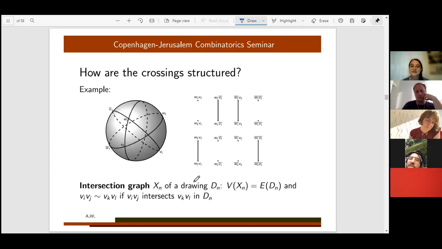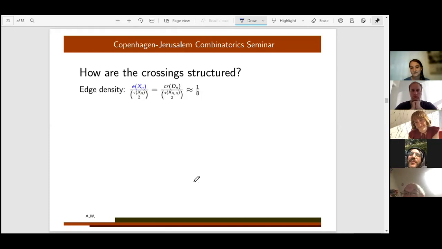So in this case, the intersection graph looks very easy, but this is only because we are just looking at K44. When we look at very big drawings of the complete graph, the intersection graph can have any subgraph that you like, triangles, for example, 4 cycles and so on. So then we decided to look a little bit more closely into it.